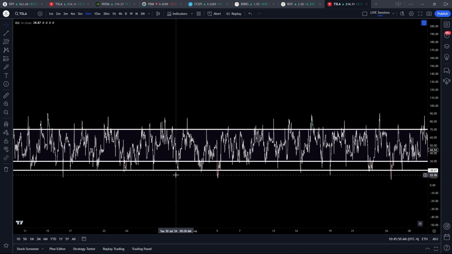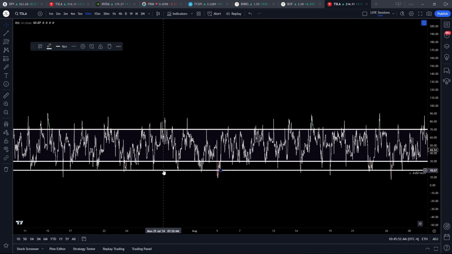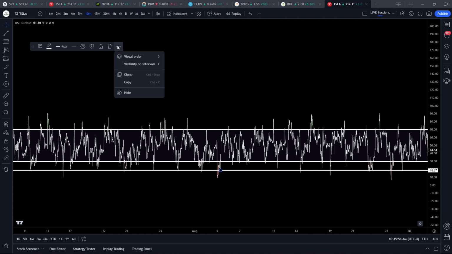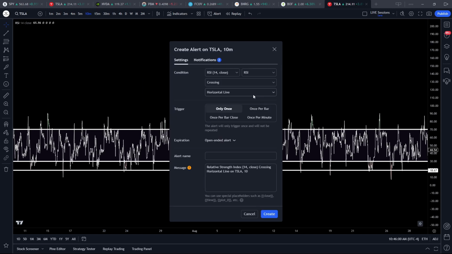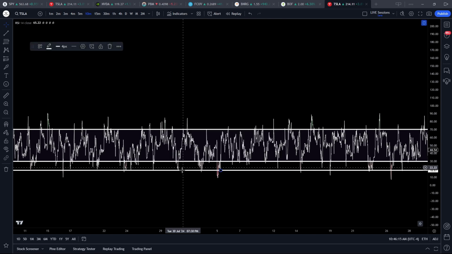Here's another really great tip. You can actually click on this line, and you can add an alert. I believe you can. Here it is. Add an alert here. So now you can add the alert on this horizontal line. So when the RSI crosses this line, you can determine if it's crossing below, crossing up, if it's greater than, less than, you can do whatever you want. You can have it once per bar close, once per minute, whatever you prefer. You can do that on this line.